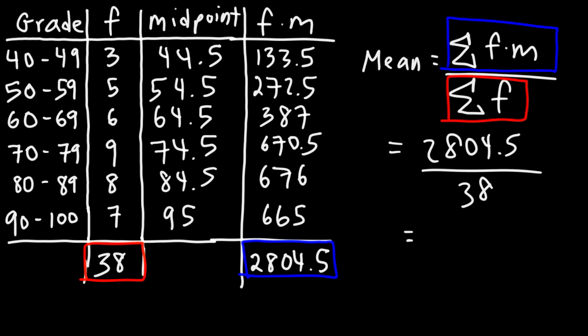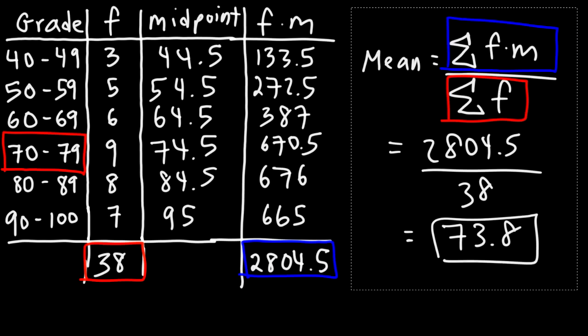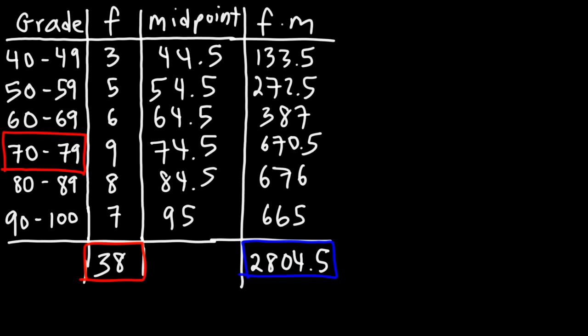So if we take 2804.5 divided by 38, this gives us a mean value of 73.8. And that makes sense, since most students had a C on the test. Now, here is another question for you. In which interval can the median and the mode be located in?